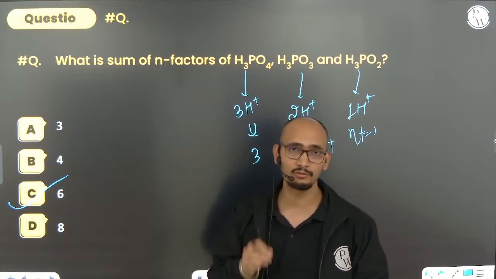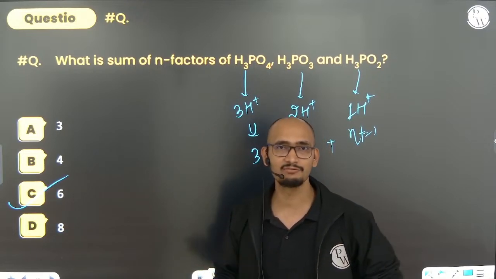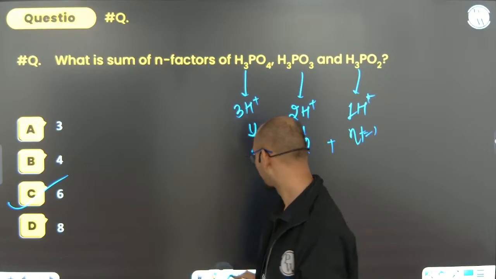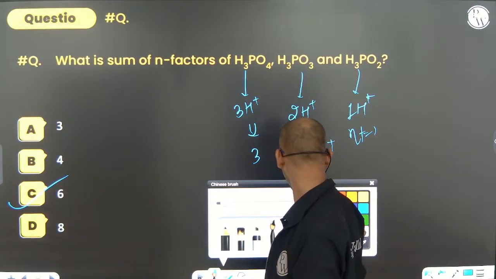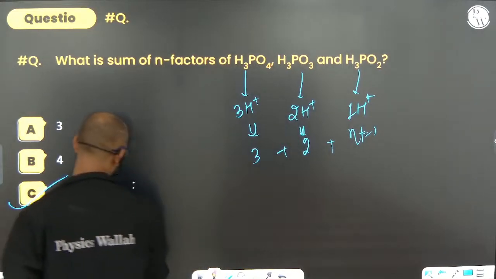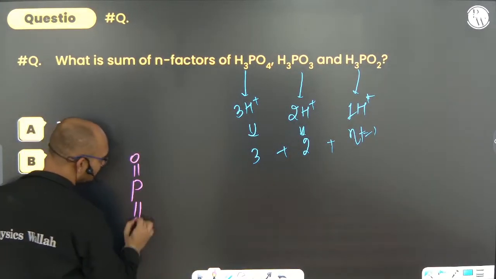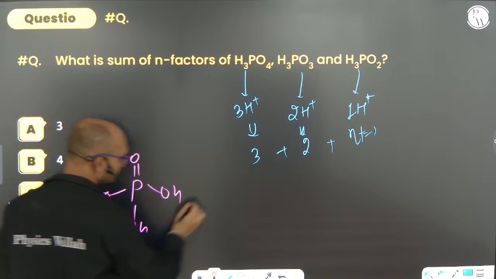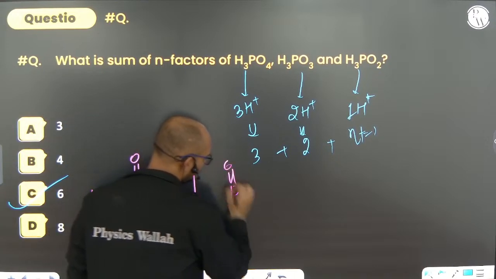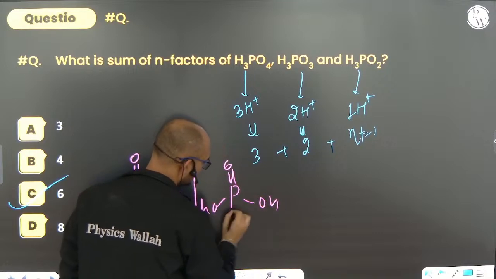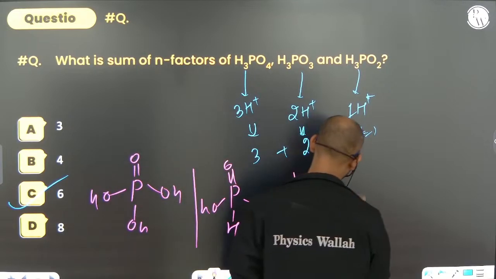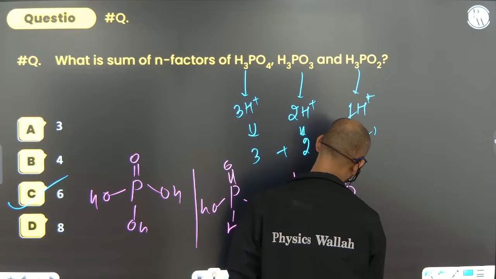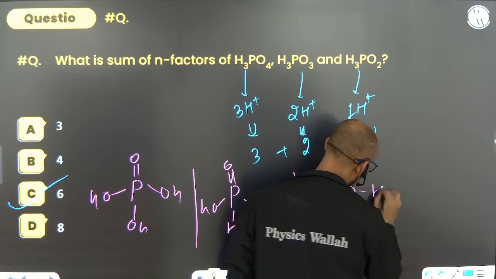Always remember, only those hydrogens are ionized which are directly attached to the oxygen. So here you need to make the structure. Without the structure you cannot do it. Like if H3PO4 is there, always remember P, OH, OH, OH. It is H3PO4. While if you talk about H3PO3, it is this. While if you talk about H3PO2, it is this.